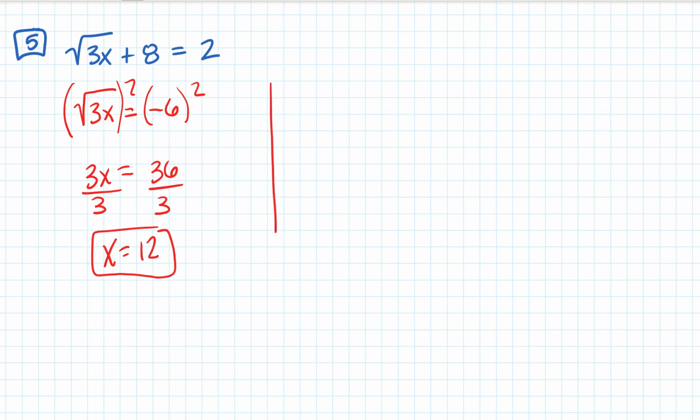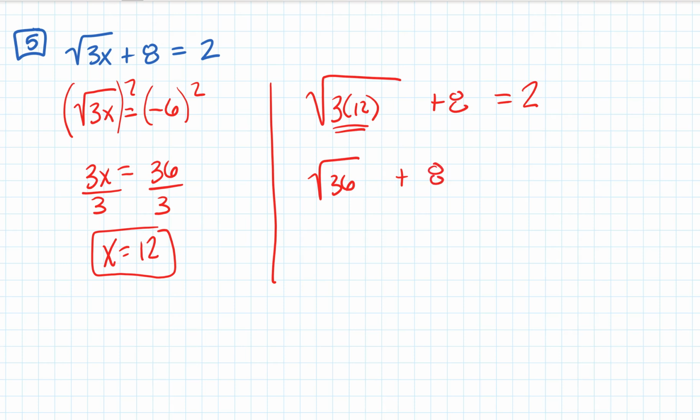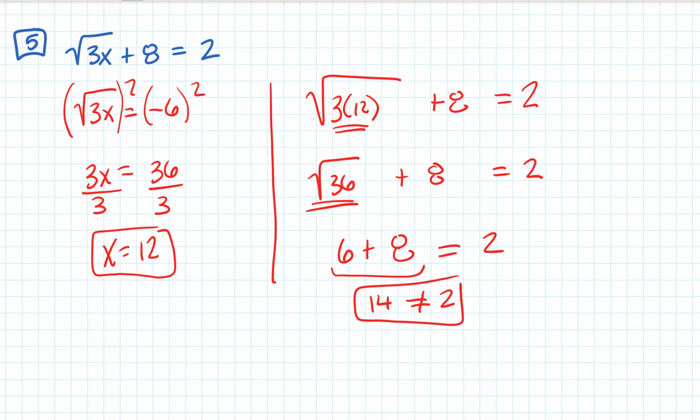Okay, let's go ahead and run this through and see what we get. Square root of 3 times 12 plus the number 8. Is that equal to 2? Well, 3 times 12 is 36. So the square root of 36 plus an 8, does that equal 2? Square root of 36 is the number 6, so 6 plus 8, does that equal 2? No, because this is equal to 14. So when does 14 ever equal 2? It doesn't. So just because you get a nice, easy, pretty number at the end doesn't necessarily mean you're going to get an answer to the equation.